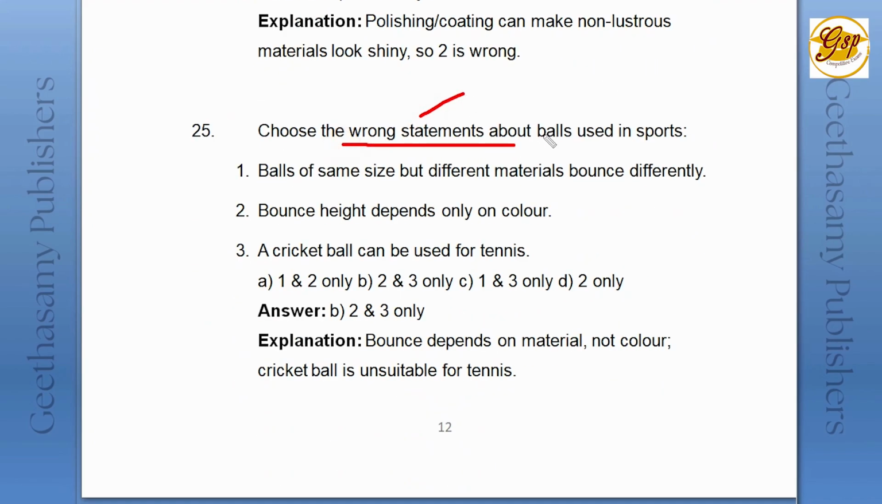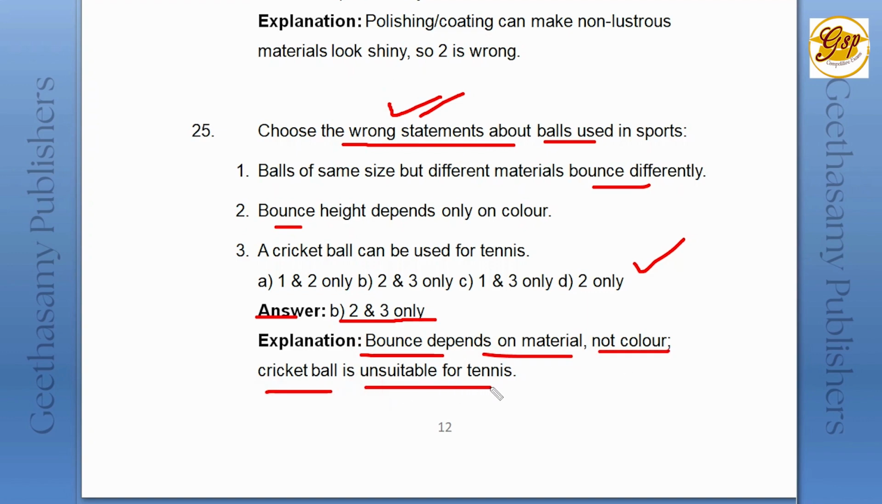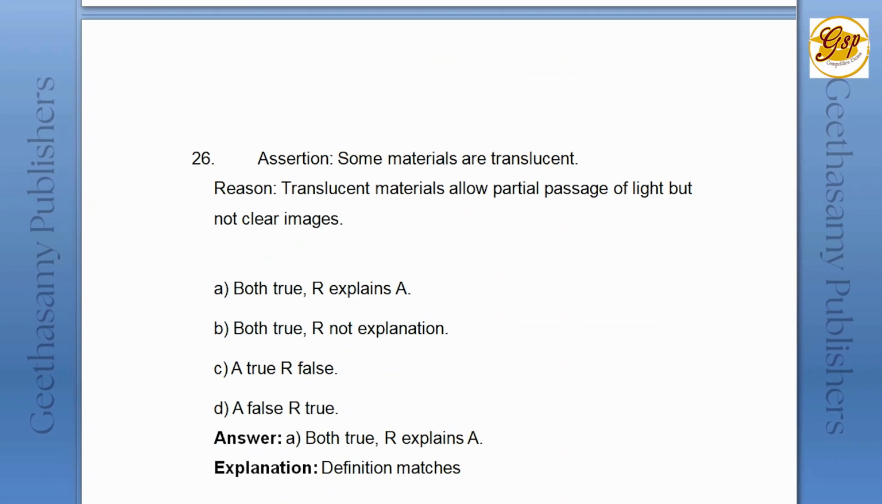25th question. Choose the wrong statements about balls used in sports. Balls of same size but different material bounce differently. Bounce height depends only on color. A cricket ball can be used for tennis. Statements 1 and 2 only, 2 and 3 only, 1 and 3 only, 2 only. The correct answer is 2 and 3 only. See this, these are wrong statements. So bounce depends upon the material, not color, and a cricket ball is unsuitable for tennis. Fine.